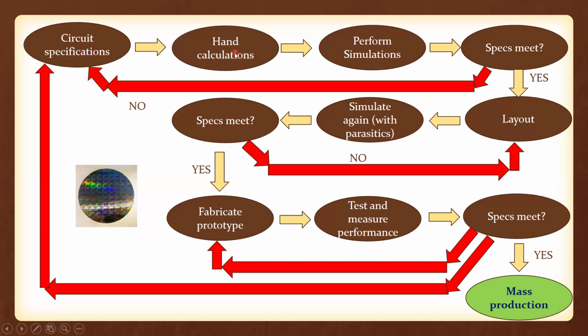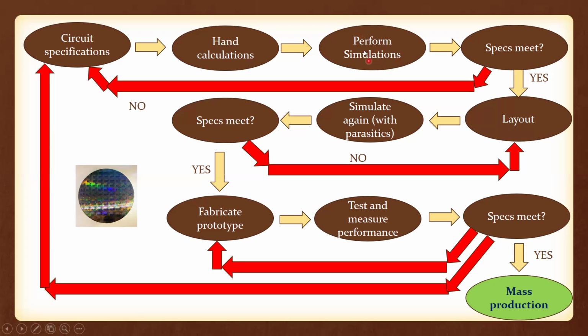So the first step, you are given a circuit specification, then you move to the next step, which is hand calculation. So let's say, as I said, if it is an amplifier, you use transistors to design that circuit. You usually would like to start with paper and pen, and let's say it is a simple differential amplifier. Then you have formulas to calculate the gain, bandwidth, 3 dB pole frequency, noise, etc. So you do some preliminary hand calculations.